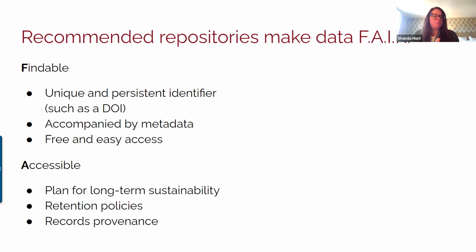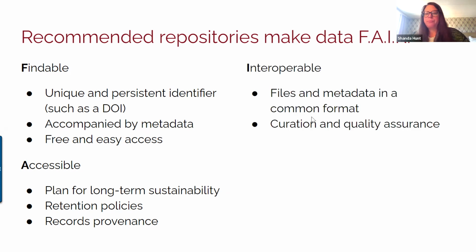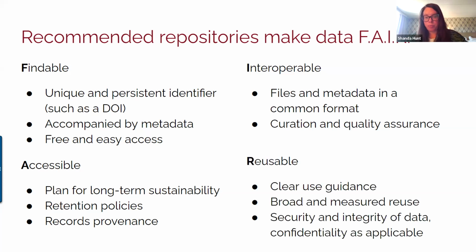For the accessible piece, we want to choose a repository that has plans in place for long-term sustainability. Wanda mentioned that we are currently confirming 10 years of data storage. There are some repositories that don't mention their guarantees at all. So that would be something you'd want to look for. Look at their retention policies and how they create a data lineage for their records. It's interoperable if the files and the metadata are shared in a common format and that there is curation in place. I'll talk more about that. And it's reusable if there's very clear use guidance, broad and measured reuse, and security and integrity of the data has been guaranteed, while still maintaining confidentiality as appropriate.